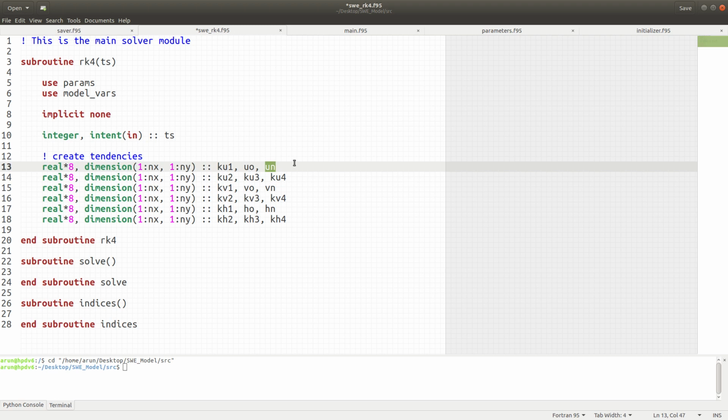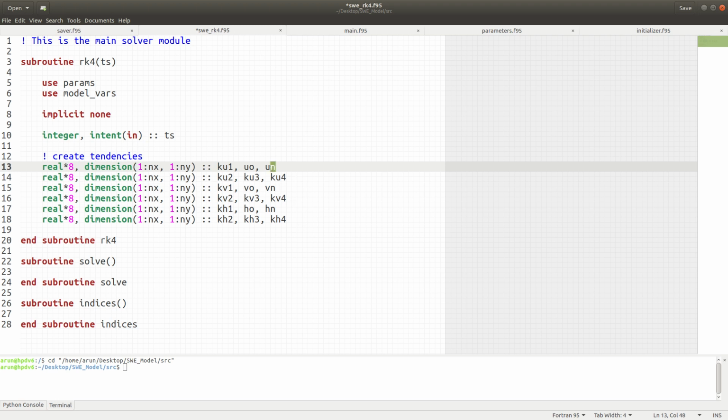So here's the convention. If you have a k in front, it's going to be a slope function. The numbers 1, 2, 3, 4 represent the Runge-Kutta steps, the slope function calculated after each and every Runge-Kutta step. The u, v, or h denote the variables, whereas u0, v0, h0 indicate the old value or the previous time step value of that particular variable, and the suffix n indicates the newer values of them.